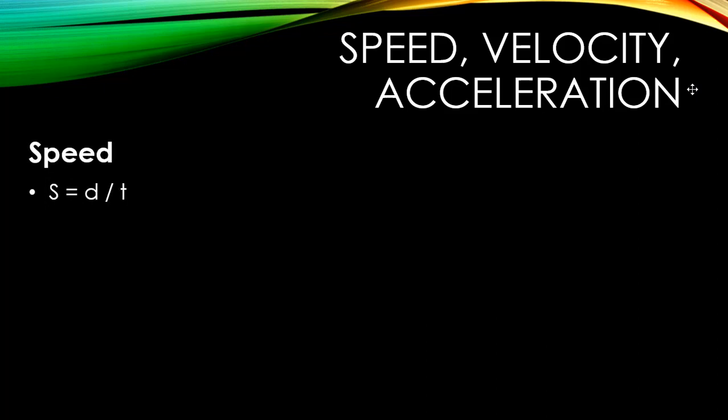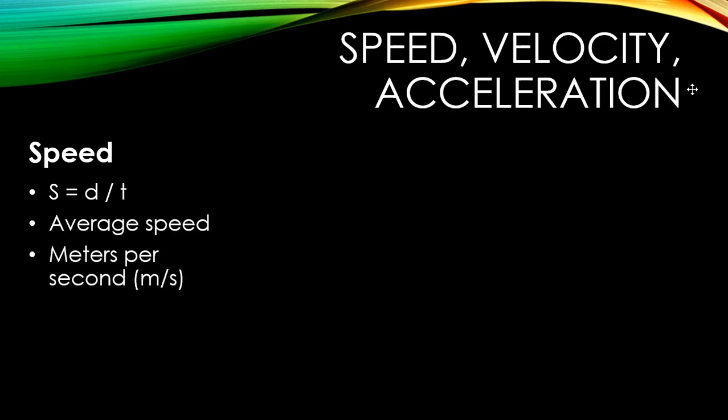Speed, again, is calculated by speed equals distance divided by time. We calculate the average speed, not the instantaneous speed. That means the total distance divided by the total time. We can't calculate instantaneous speed without having some kind of speedometer. So like in a car, when it tells you you're going exactly 35 miles an hour right now, that's instantaneous speed. The official units for average speed is meters per second.